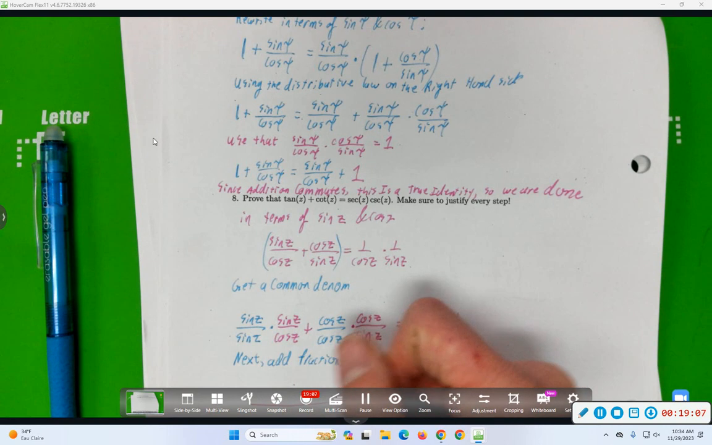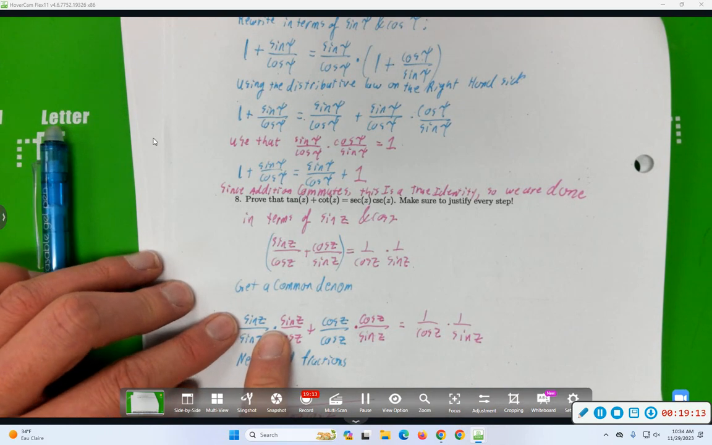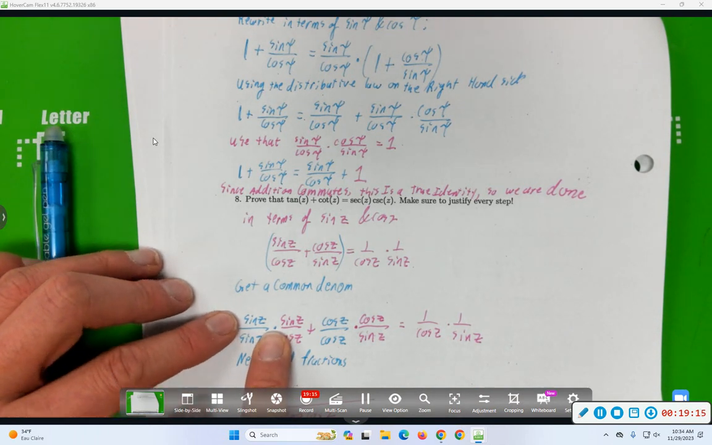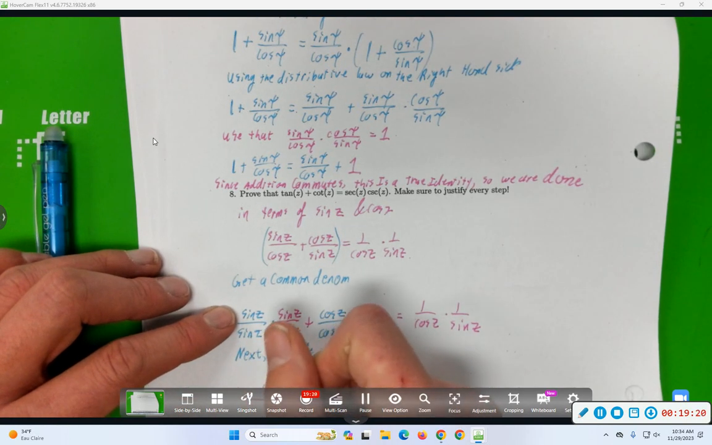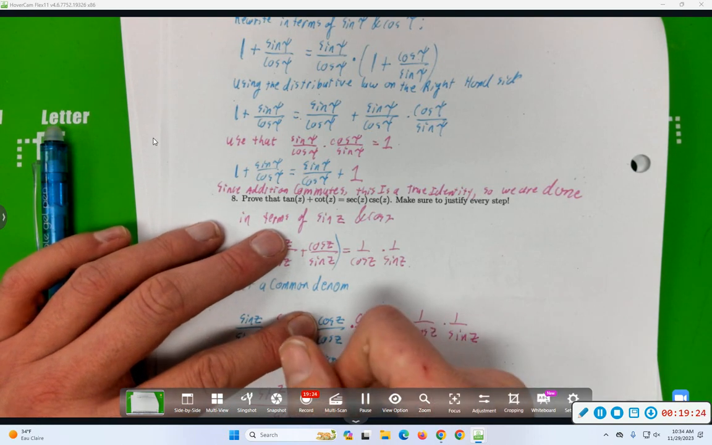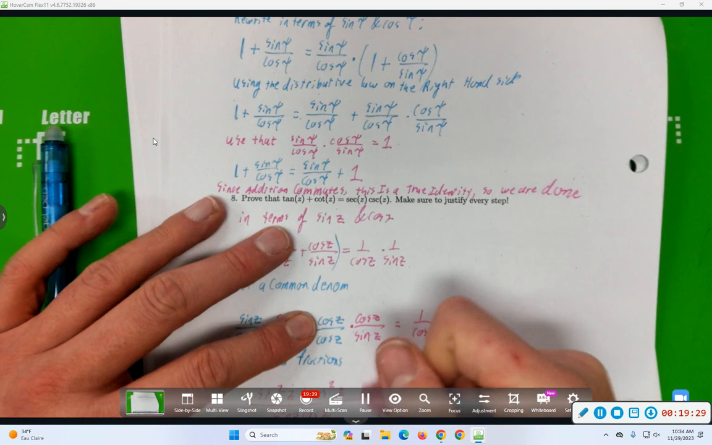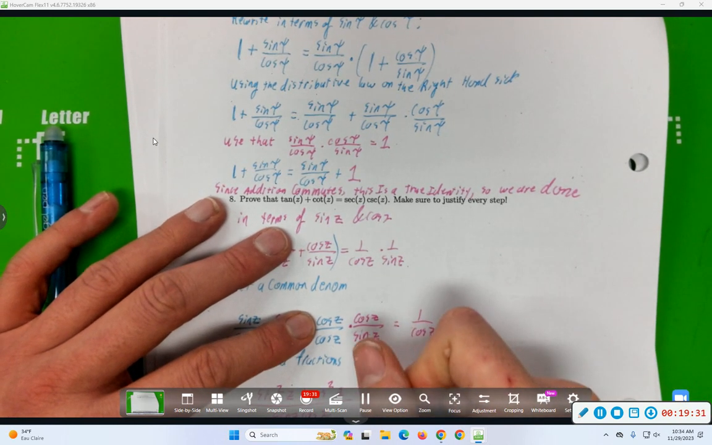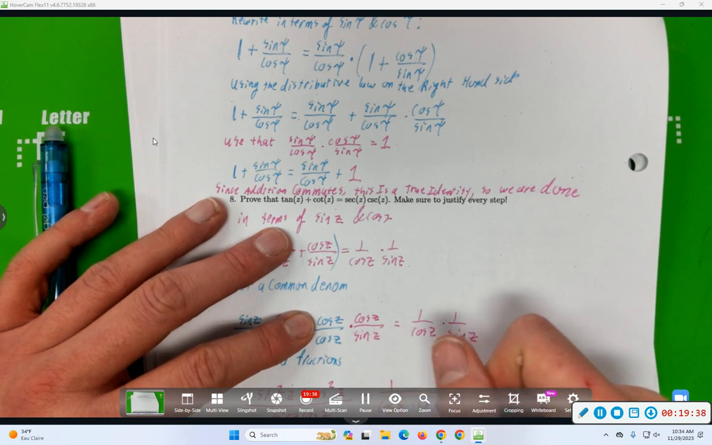So the common denominator is sine z cosine z. Numerator is sine times sine, which is sine squared. Cosine times cosine. And this is allegedly equal to 1 over cosine times sine.